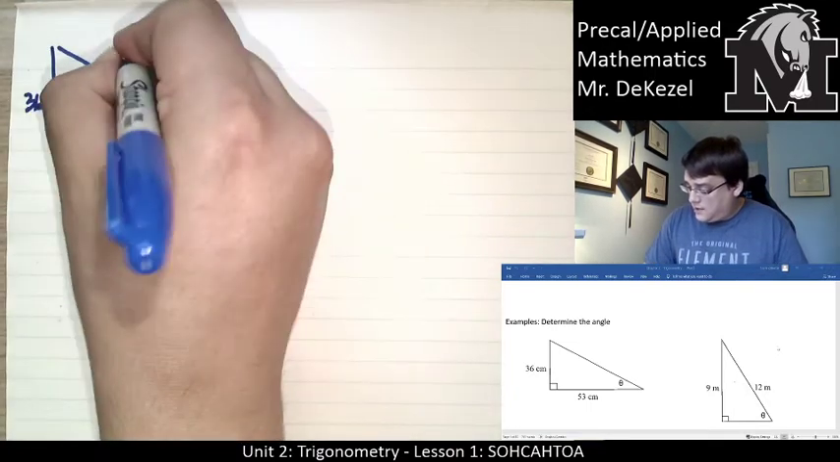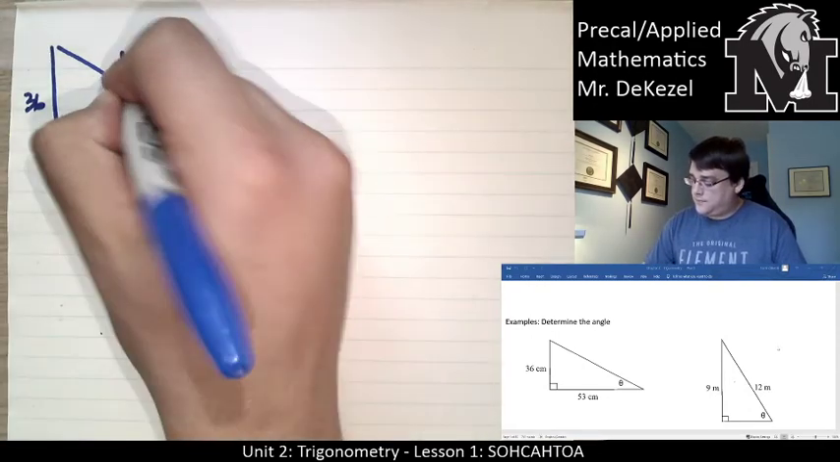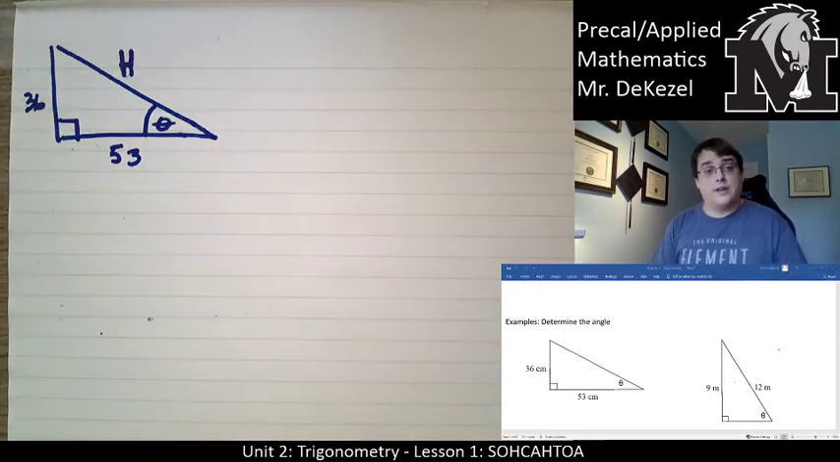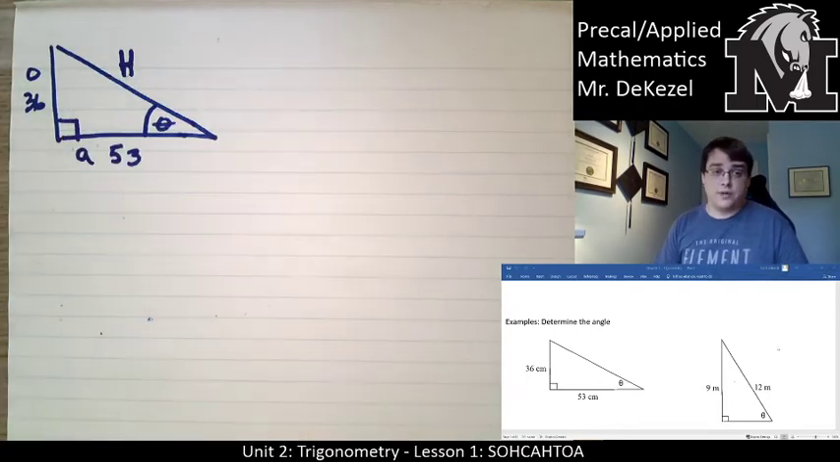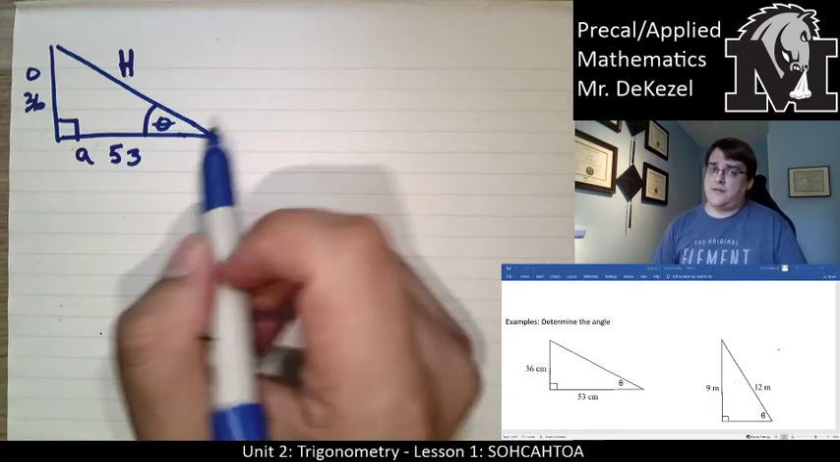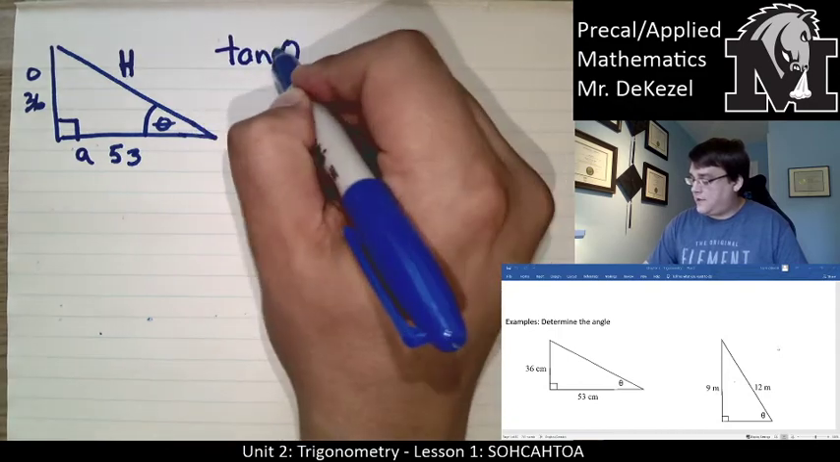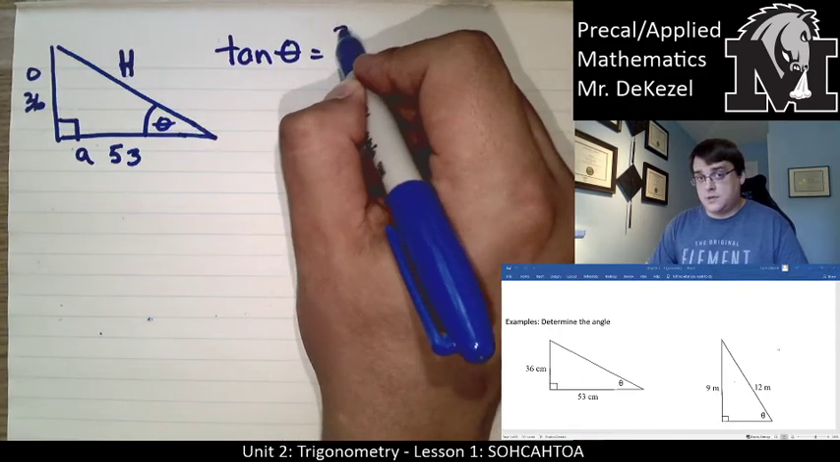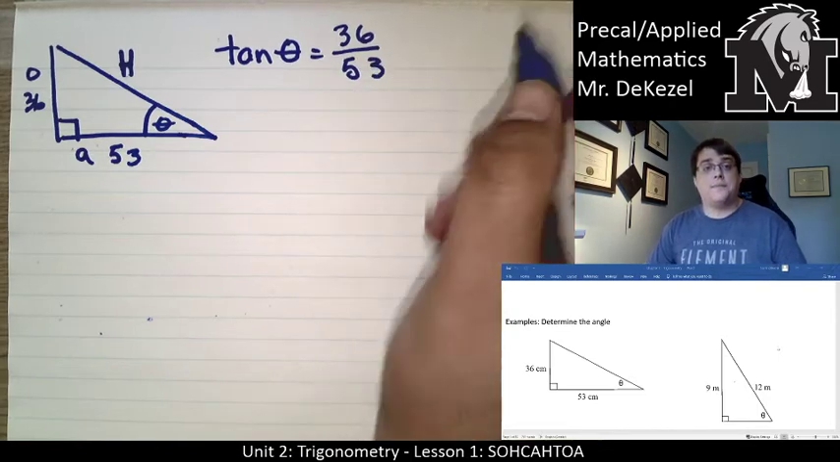So the longest side across from the right angle is always the hypotenuse. We then have the opposite side and the adjacent side. The one that is touching it, but not the hypotenuse, is the adjacent side. So we have opposite and adjacent, and that is tan. So tan of theta is equal to opposite, which is 36, over adjacent, which is 53.